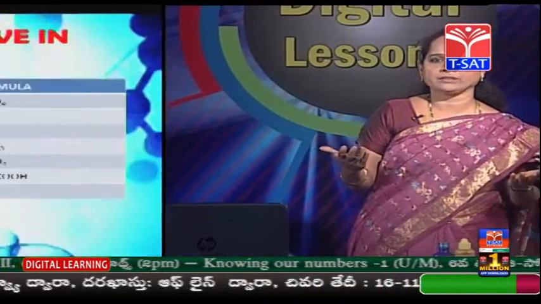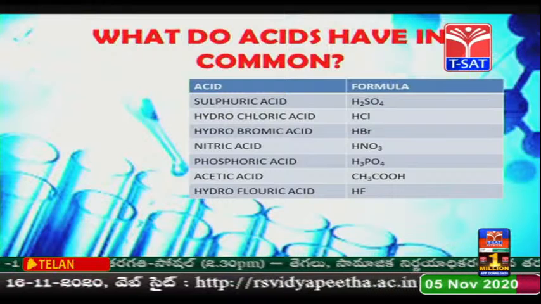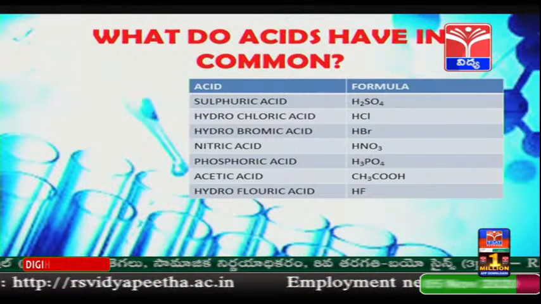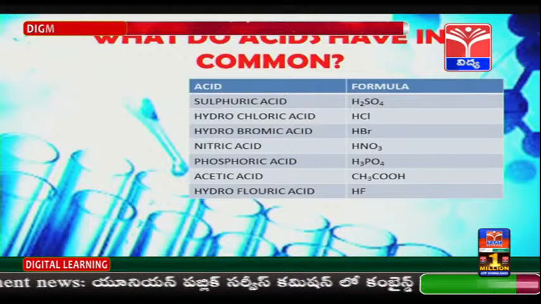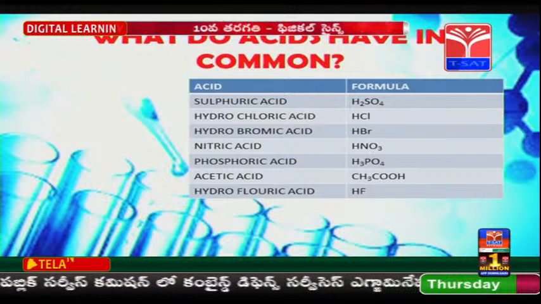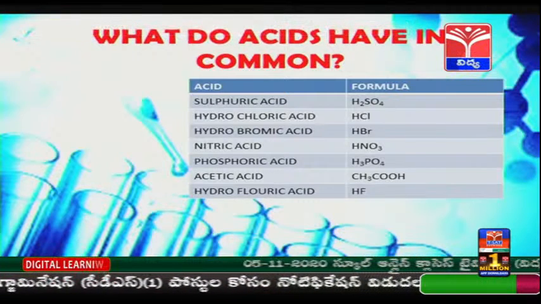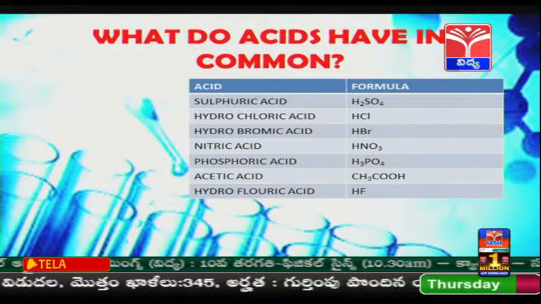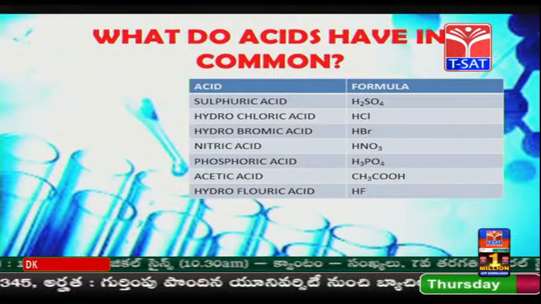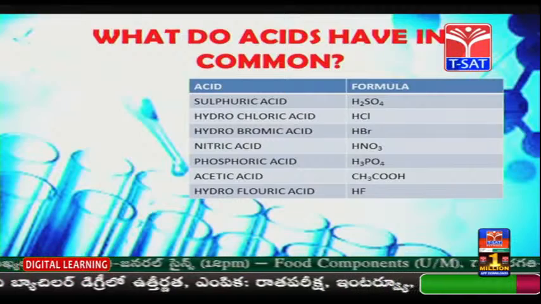Children, let us look at this visual. What do acids have in common? Sulfuric acid H2SO4, hydrochloric acid HCl, hydrobromic acid HBr, nitric acid HNO3, phosphoric acid H3PO4, acetic acid CH3COOH, hydrofluoric acid HF. When we analyze, each and every acid has the element hydrogen. So, acids in common have hydrogen in them.